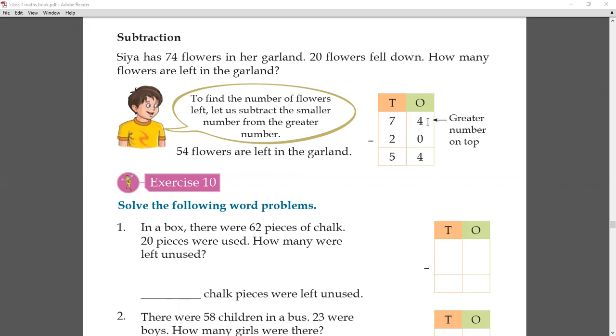Okay. 4, 0. When we subtract 0 in any digit, we get the same number. That's why we write number 4 here. 7 minus 2. Take your 7 fingers, down your 2 fingers, and how many fingers are left? 5. That's why we write 5 here. 54 flowers are left in the garden.